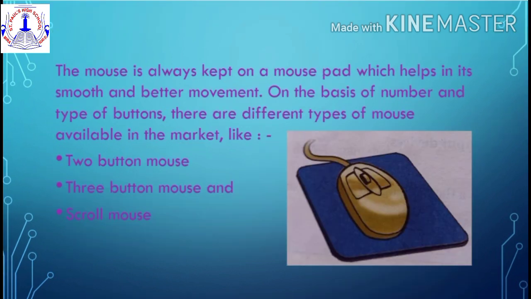Student, you all know that the mouse is always kept on a mouse pad, which helps in its smooth and better movement. On the basis of number and types of button, there are different types of mouse available in the market like 2-button mouse, 3-button mouse and scroll mouse.